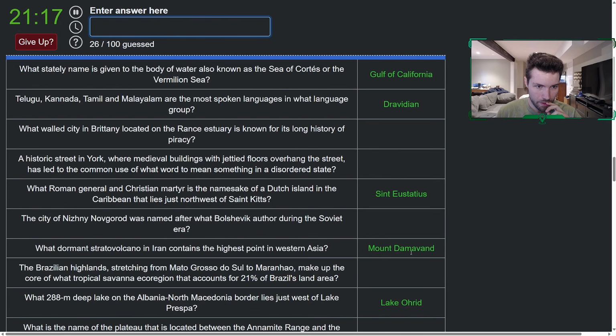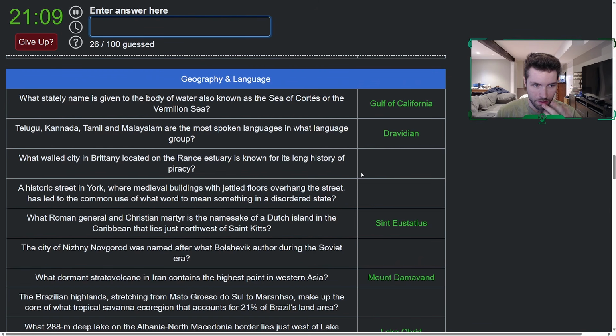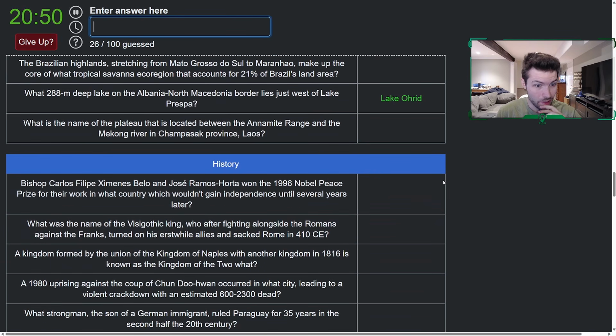And then the rest, I don't know. These two just seem like things that I would not know. And then the Brittany city, I feel like I'm being dumb here. I think there's another major city here that I'm just forgetting about, but I can't think of it right now. So I guess I'm just not gonna get it.